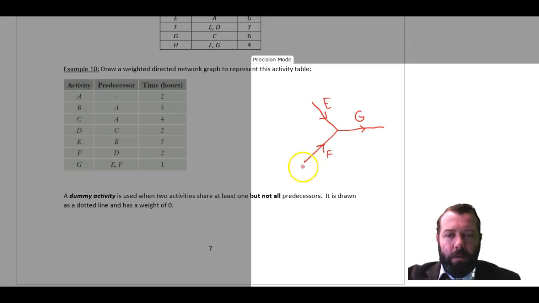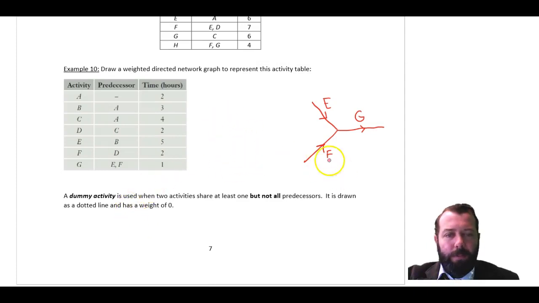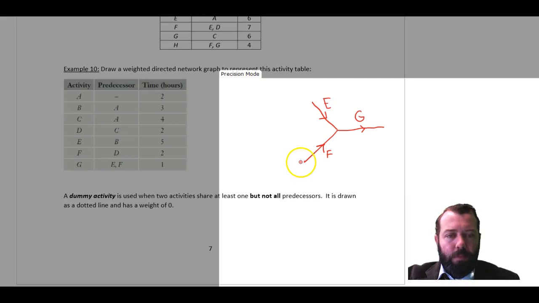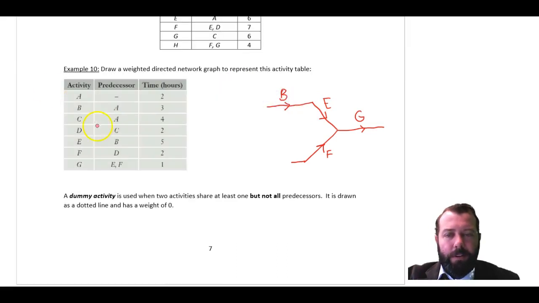Now, the predecessor of E is B. The predecessor of B is A. So is B the predecessor? No. Oops, I said it was E. B is the predecessor for E. D is the predecessor for F.